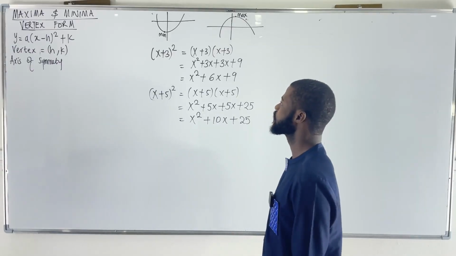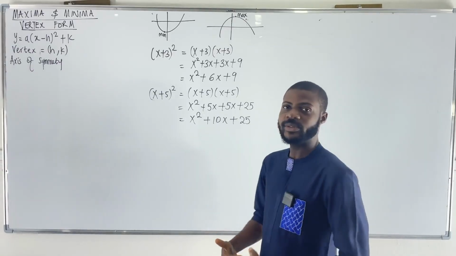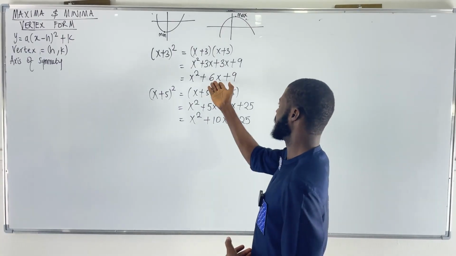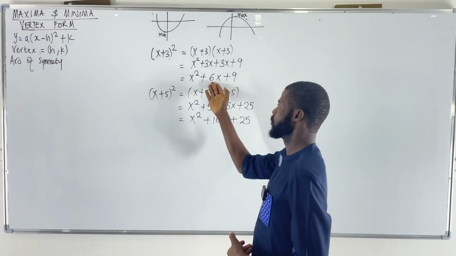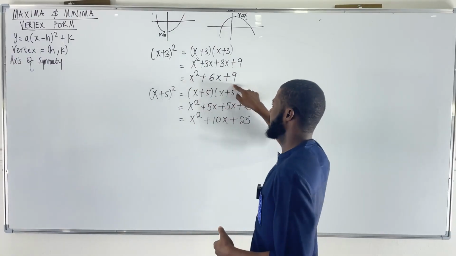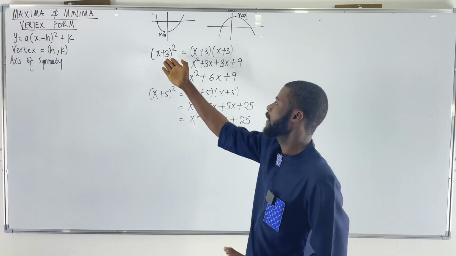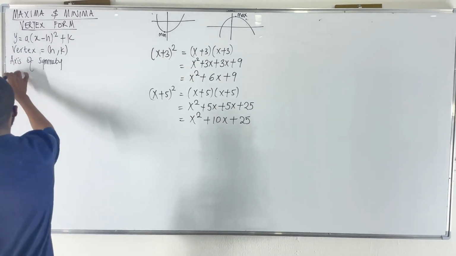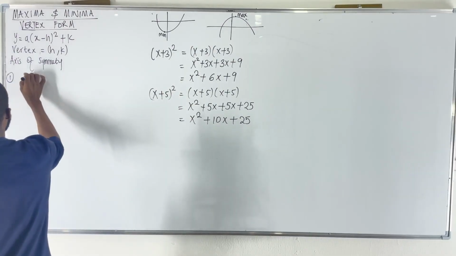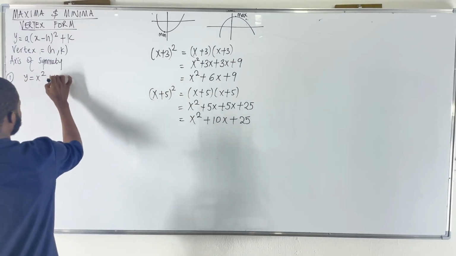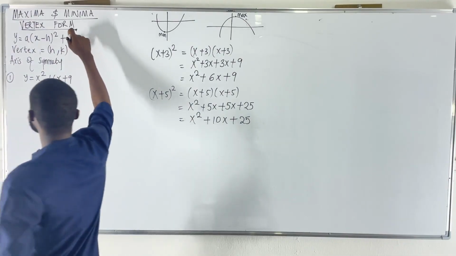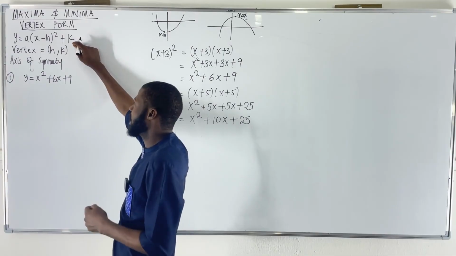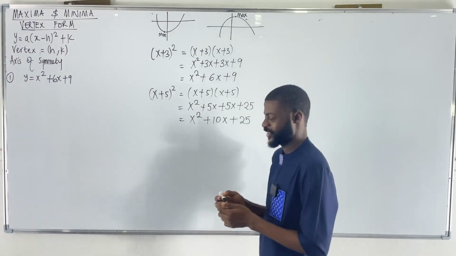Now let's see. How do we then proceed with this, and how do we start solving problems on this? Let me take the first one. So we see, if I was given an expression like this, how would I be able to express it like this? So like the first one, we want to express y equals x squared plus 6x plus 9 in this very form: y equals a(x minus h) squared plus k. So that's what we want to do first.